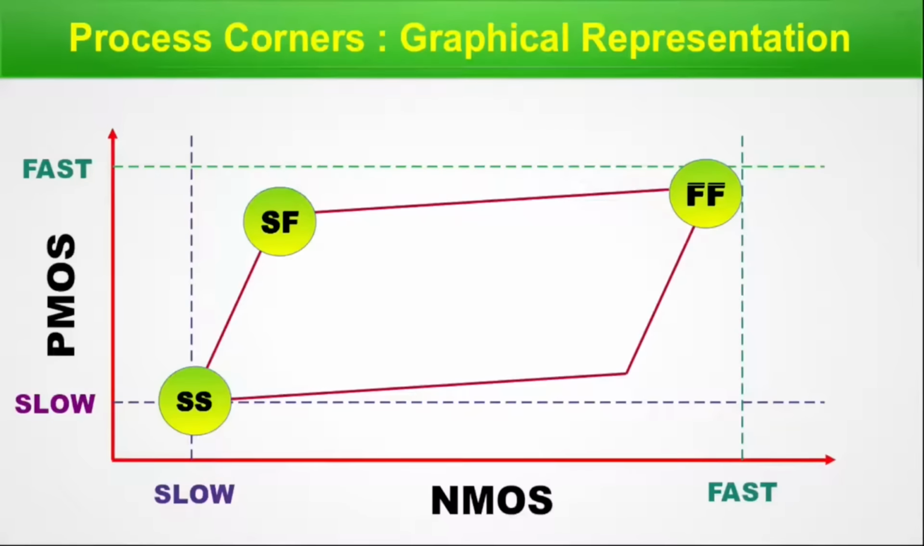You can see the lines are there. It's very near to this fast of PMOS, slow of NMOS. So it is SF. And here it is FS, where we have the fast NMOS and slow PMOS. You can see the lines are also close. So this is a very easy graphical representation.